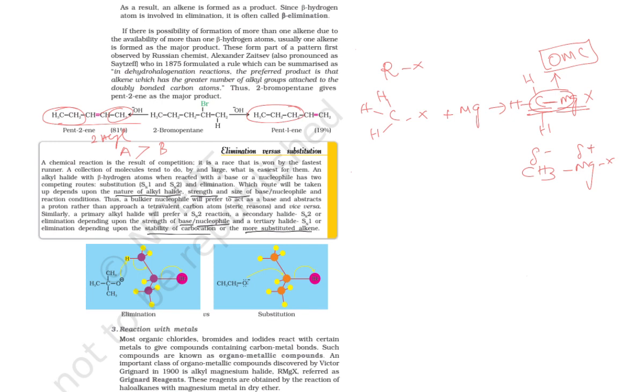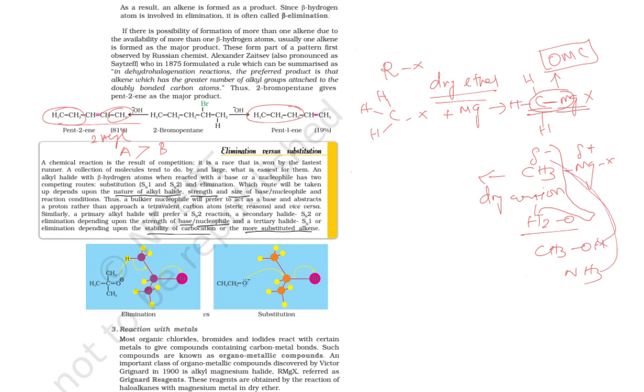In this case, we have to maintain dry conditions. That is the reason why we are using dry ether in this reaction. But in case a water mixture or another proton-containing compound is there, like H2O or CH3OH or NH3, at that time this CH3 abstracts the proton, and then there is a formation of alkane. Clear? Right, this thing you need.